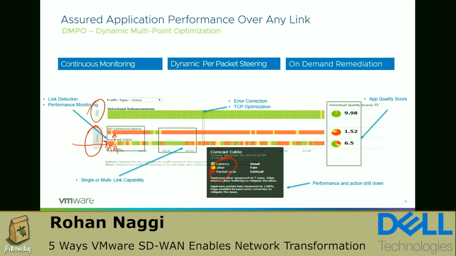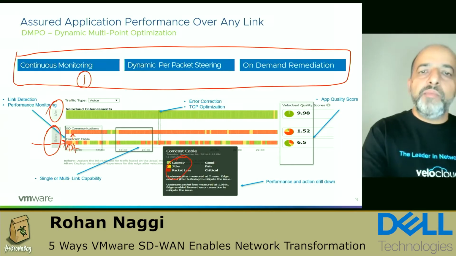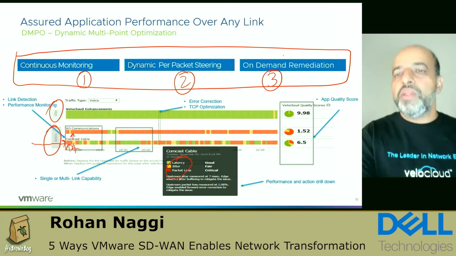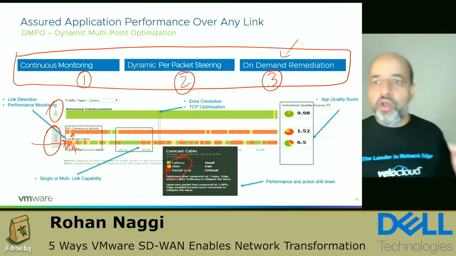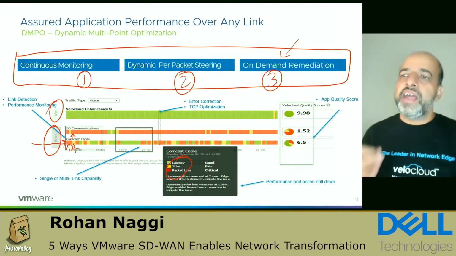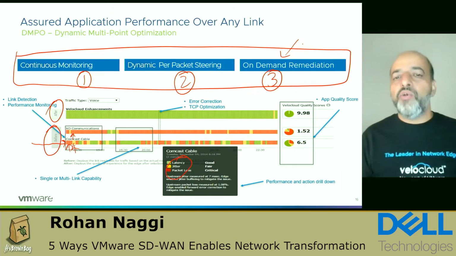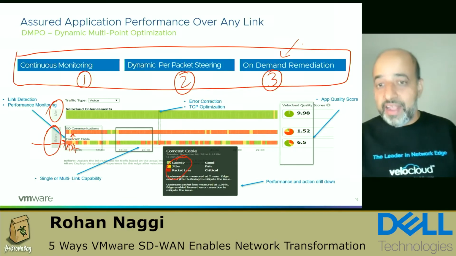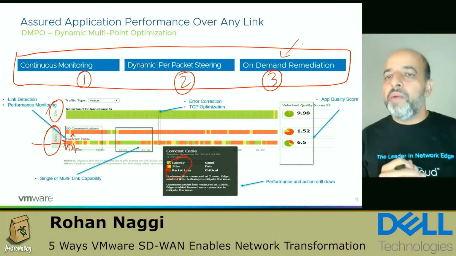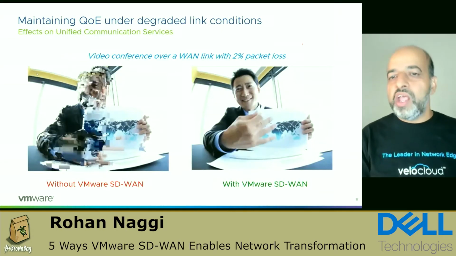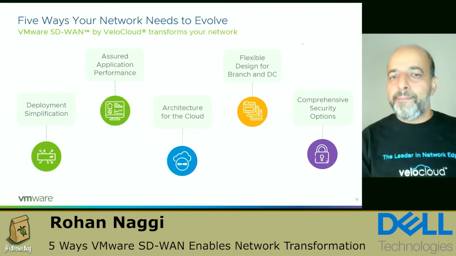End to end, what you need to remember with application performance is this key thing: continuous monitoring, dynamic per-packet steering, and on-demand remediation when you have a single link. With on-demand remediation, we do jitter correction, error correction, and automatic steering when there is a blackout or brownout condition. On a single link, we do the on-demand remediation for a brownout condition. And this is just a use case for a business collaboration application.